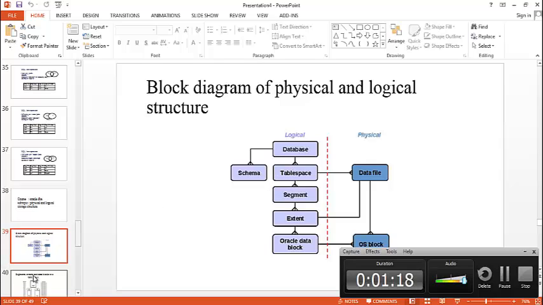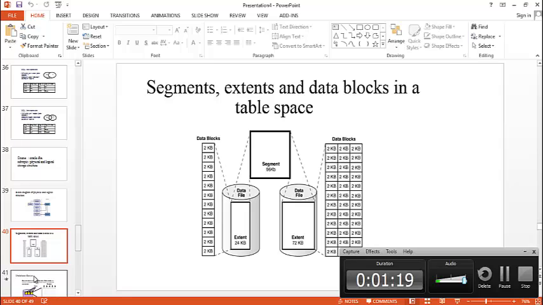So I'll show you how the logical data structure is. Here you can see a segment and a data block of 2 KB. Data blocks are the smallest units of storage that Oracle database can use or allocate. An extent is a set of logically contiguous data blocks allocated for storing a specific type of information.